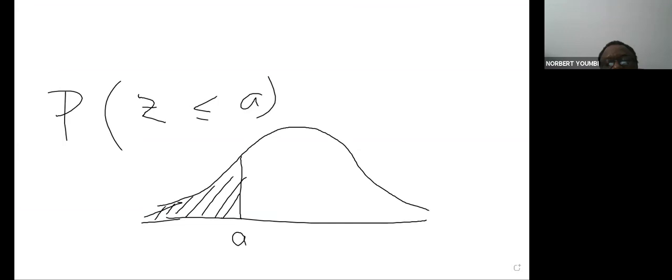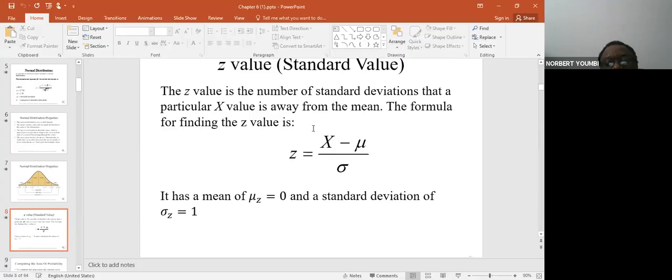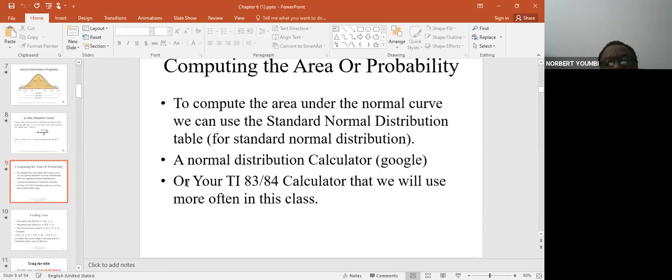So when we have a general normal distribution X with mean mu and standard deviation sigma, we can always standardize the value using this Z formula. Calculators are sometimes useful in computing probability involving the normal distribution. There is a Google calculator for normal distribution also that I will show you, which will be much easier to use most of the time.